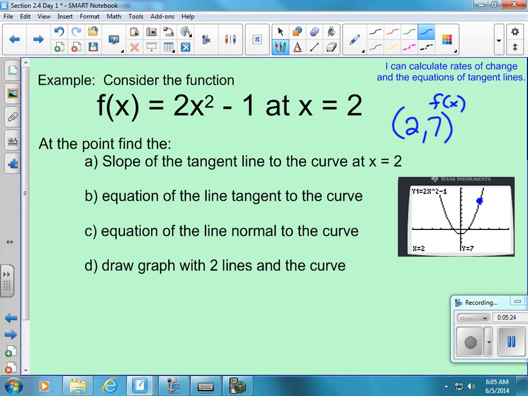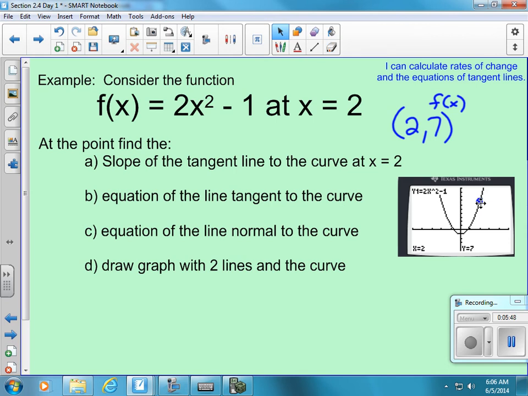And remember, we're also going to want to write the equations of lines to curves. So we need a point and a slope. We've got a point. In order to write the normal line, we're going to have to find the slope of the tangent line at x equals 2. So here's how we're going to do that.